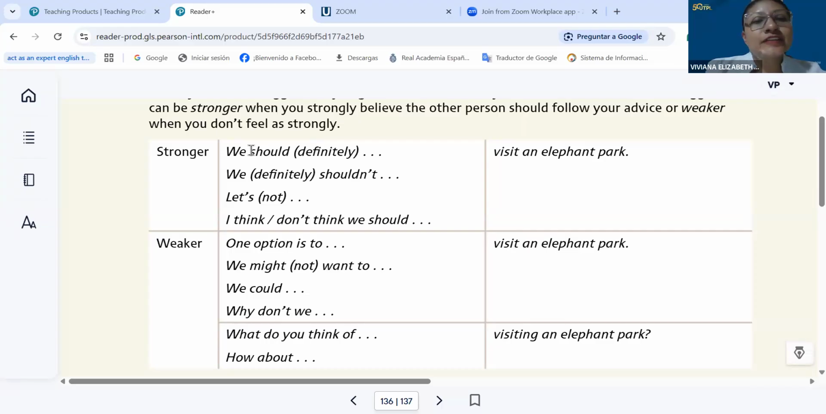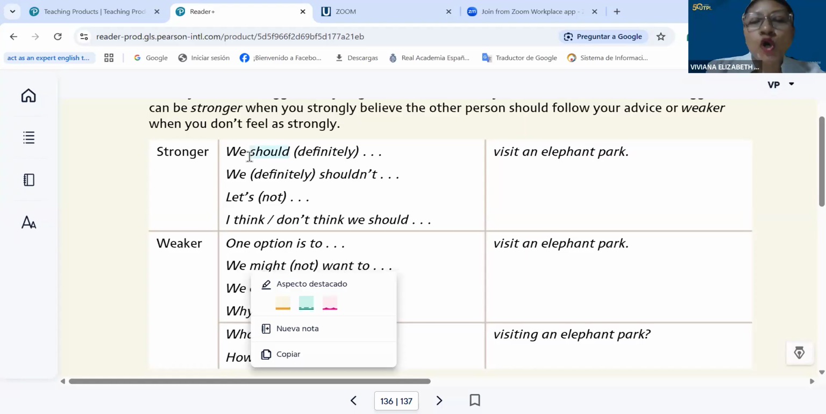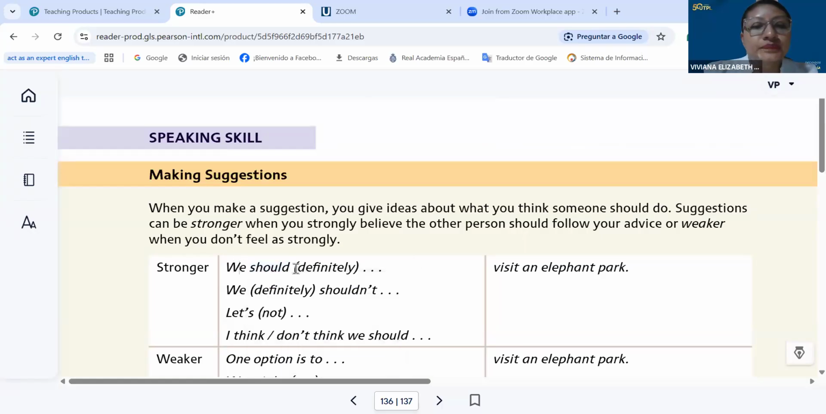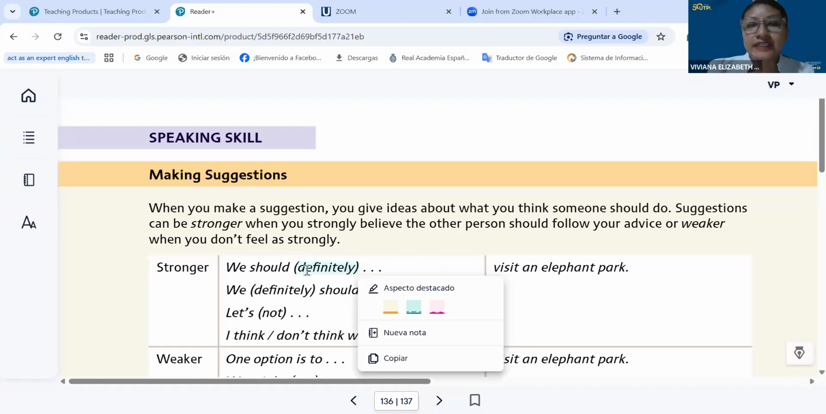And you can find the modal should. Remember that we studied the modal should in previous units, where you use it for giving advice. But now you can also use the modal should for giving suggestions, okay? The modal should can work in affirmative, negative, and questions. You can make a stronger suggestion if you add the adverb definitely.